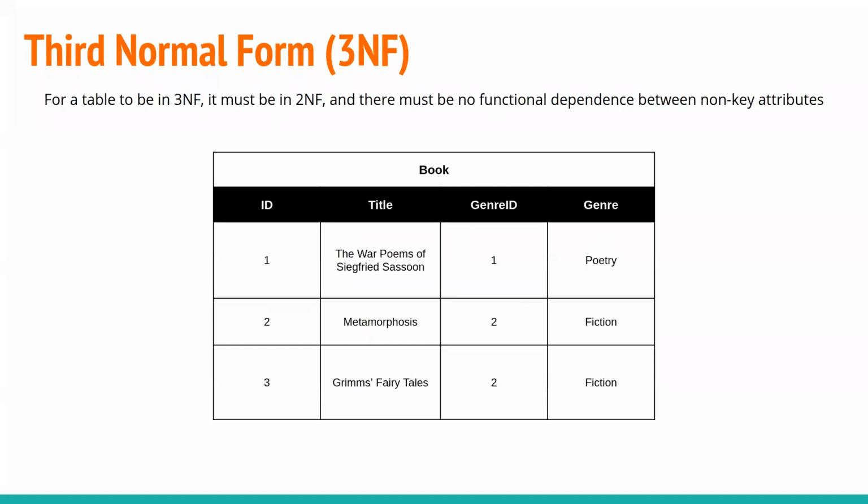So now the rule for 3NF, after you've corrected this problem of having everything dependent on the entire primary key, is that you now have to answer this question: there must be no functional dependence between non-key attributes. What do we mean by that? As we mentioned long ago when discussing functional dependence, genre is functionally dependent on genre ID. But book ID is the primary key. It's what's uniquely identifying each row. So this violates the third normal form.